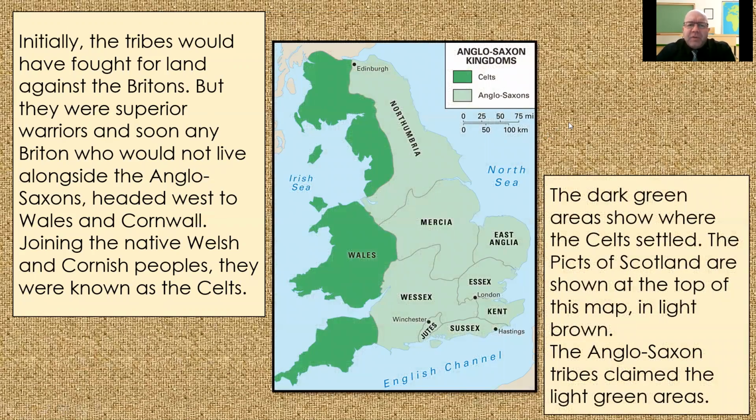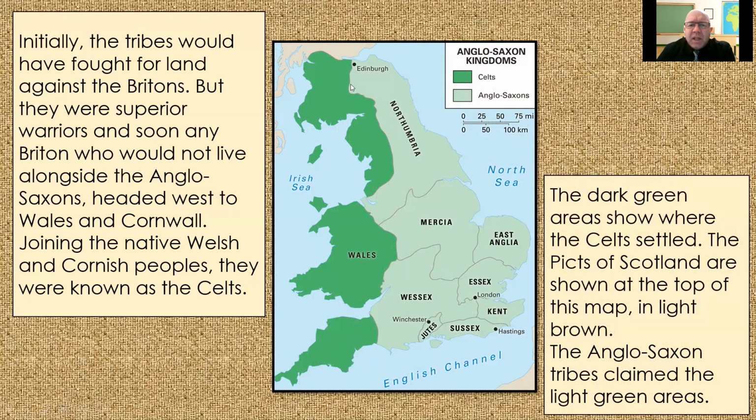But here's a map of how England and Wales were split up as the various Anglo-Saxon tribes took over. Okay, so the dark green areas show where the Celts settled, and you can see this area down here. This is Cornwall. Here's Wales, and then this side here is what is now Lancashire and Cumbria.